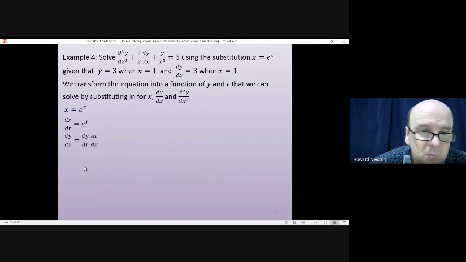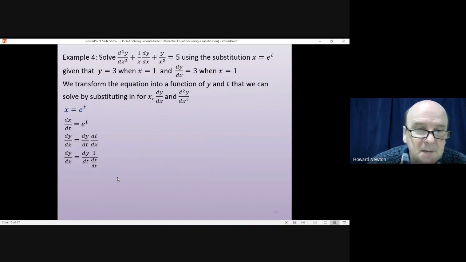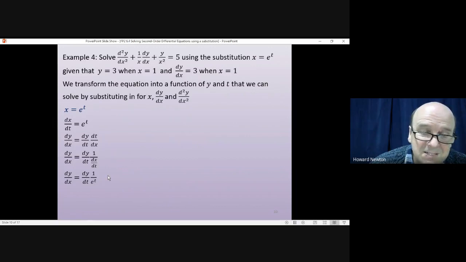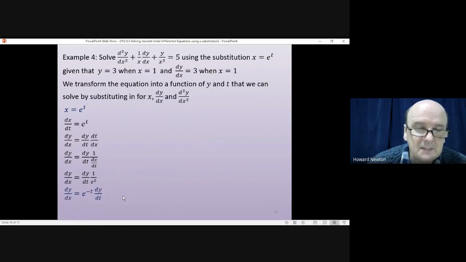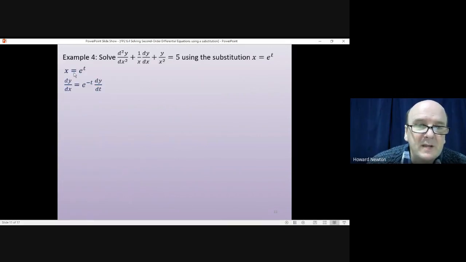Using the chain rule, dy by dx is dy by dt times dt by dx, which is the same thing as dy by dt times 1 over dx by dt, which I calculated back here. So dy by dx is equal to dy by dt times 1 over e to the t, which as in example 2, it's just slightly easier if I choose to write that as e to the minus t times dy by dt.